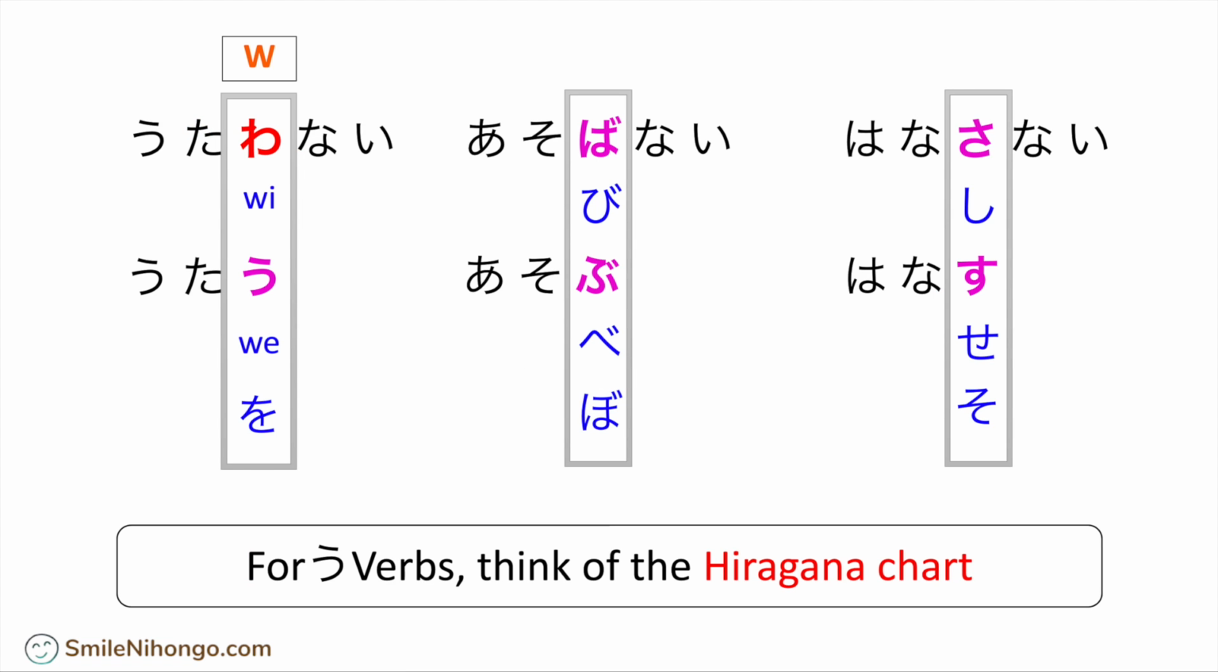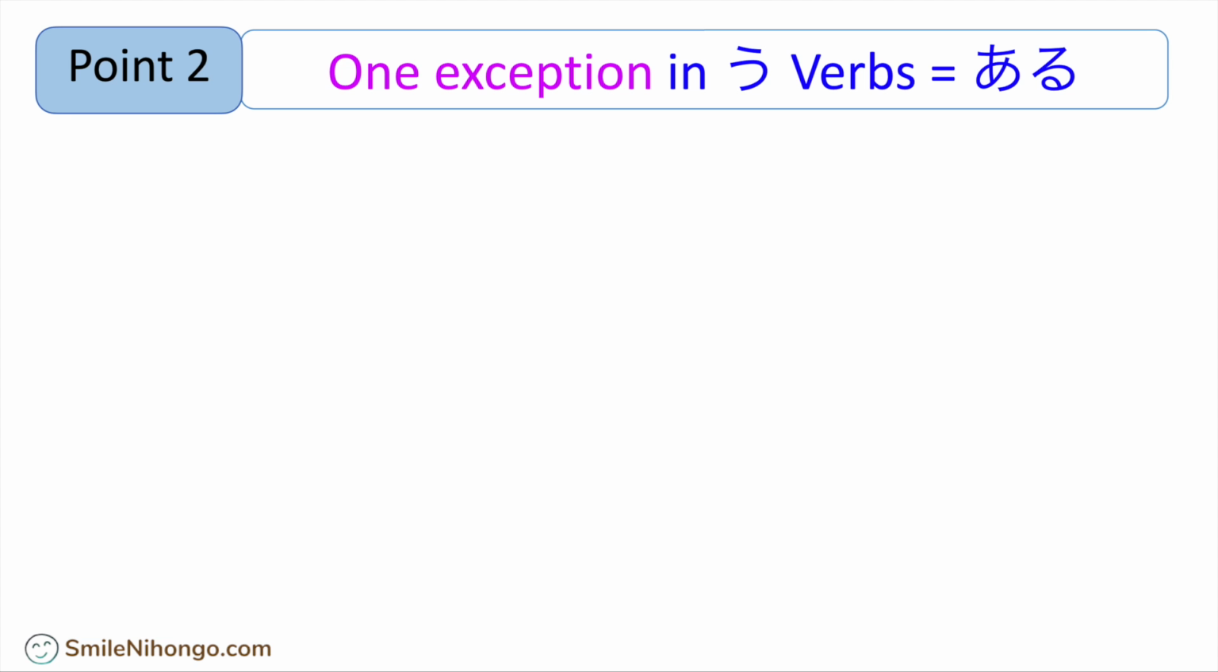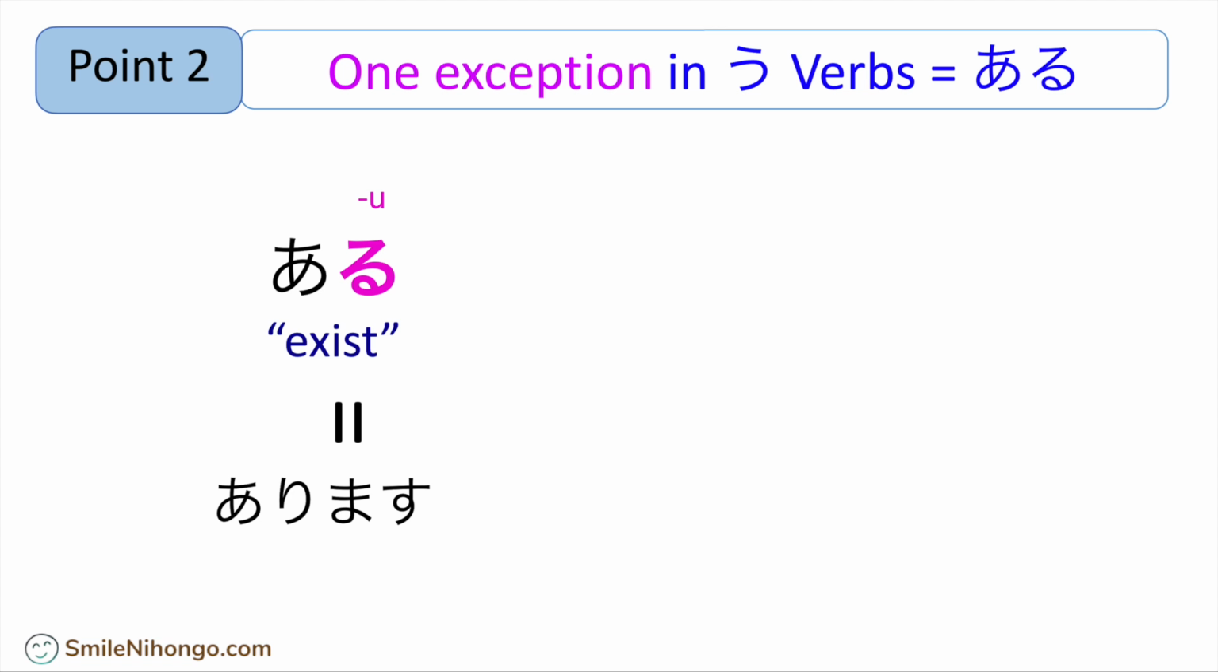So here is what we have learned so far about u verb conjugation. And I need to tell you one more thing that you need to be careful with. Here comes point number 2. We have one exception in u verb conjugation to the negative, which is the verb aru, exist. This is あります in masu form. If you apply the conjugation rule, the negative form of this u verb, ある is supposed to be あらない, right? But this is not the right negative form of ある.